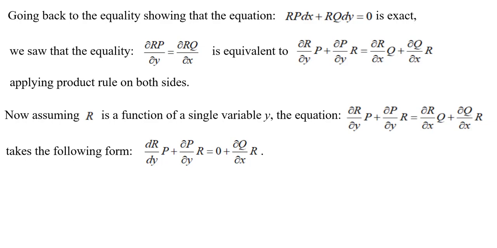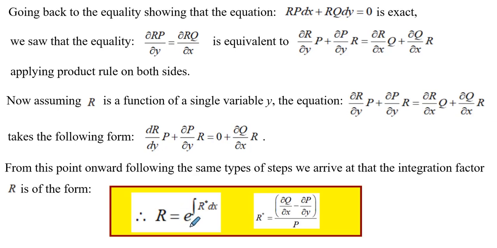When r is a function of a single variable, then that should be 0. And then following the same kind of thinking we saw before, we arrive at a point that r is equal to e to the power the integral of r star, and now r star is of this form. You'll notice that these two are not exactly what we saw before. We're going to compare them.